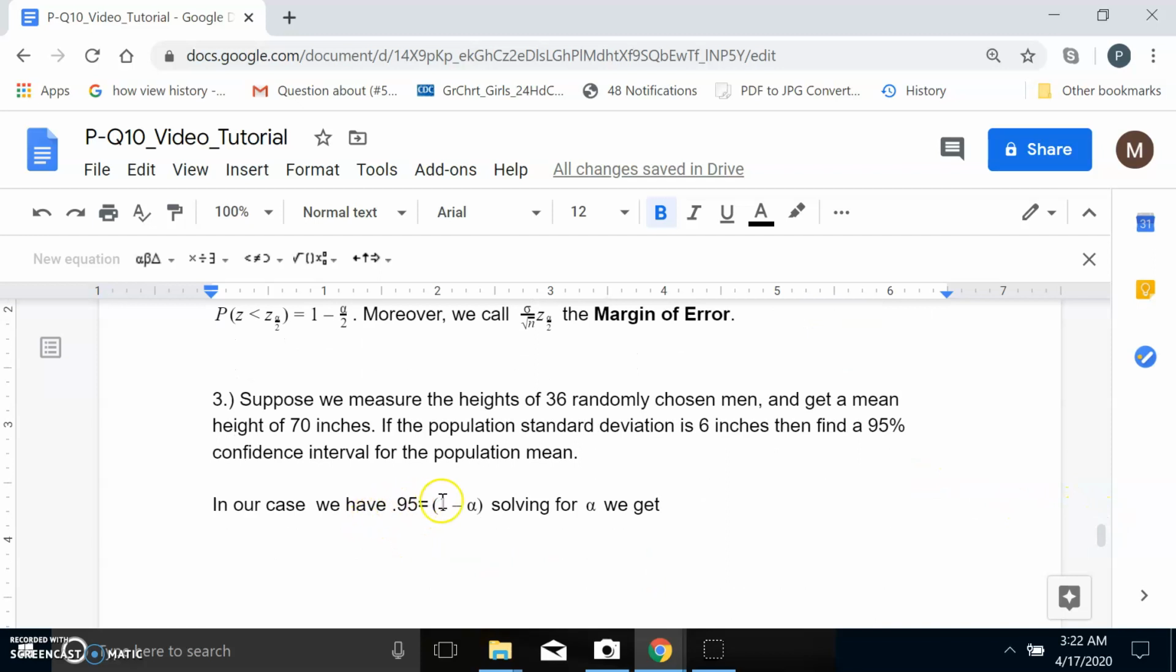Solving for alpha, you could subtract 1 on both sides, but just looking at it, think of the one like $1. So $1 minus how much makes 95 cents? Well, you have to subtract 5 cents from $1 to make 95 cents. So that means alpha has to be 5 cents, which is 0.05. We get alpha equals 0.05.